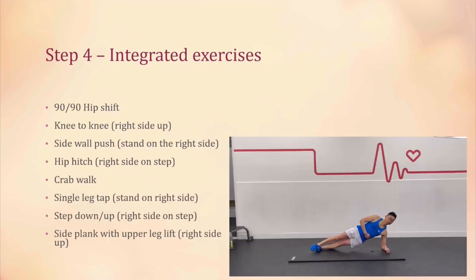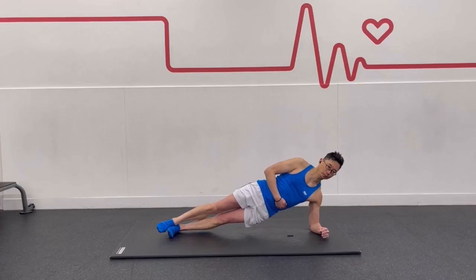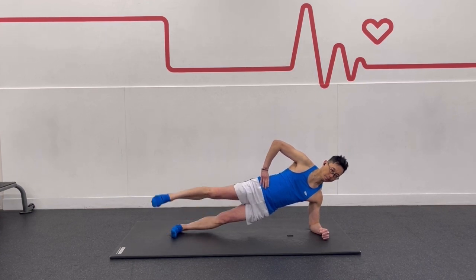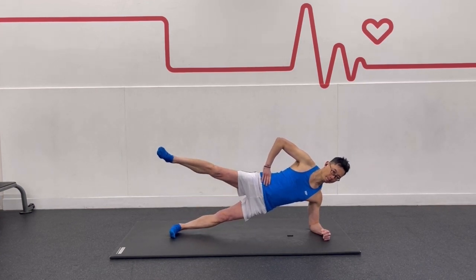Next, side plank with upper leg lift. Right side up. Assume the side plank position with the left side facing down. With the core engaged, whilst keeping your pelvis stationary, now slowly lift up your right leg. Make sure that you feel your right glute muscles contract. Hold this position for as long as you can.